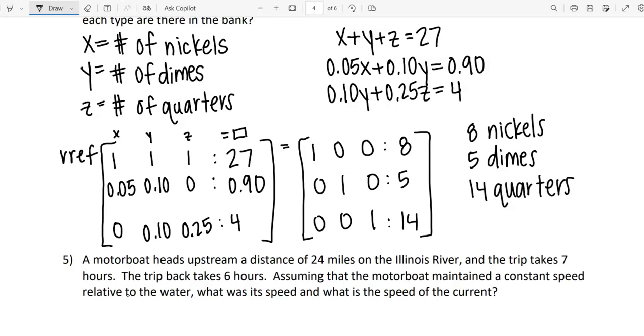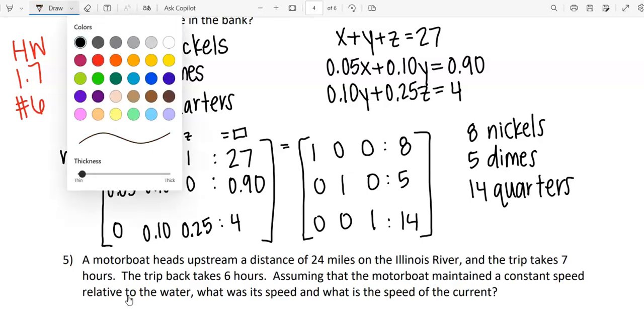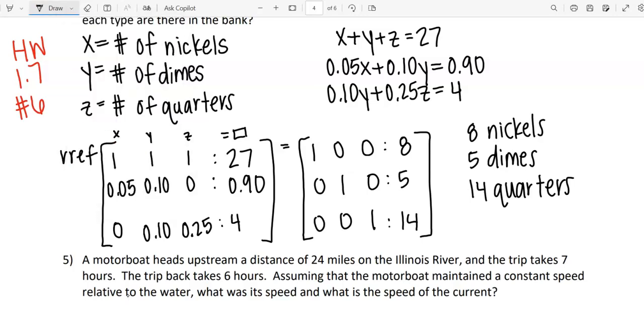Y'all want to know how this is going to pay off for you? Did you write everything down? Yes? Hey, guess what? Same one. I just did a homework problem for you. Well, you did it, but we did it together. So, there's homework 1.7, number 6. You have it already, so pretty good.